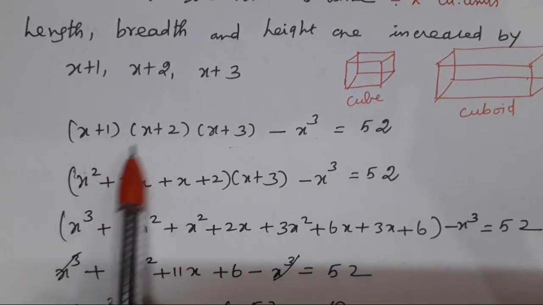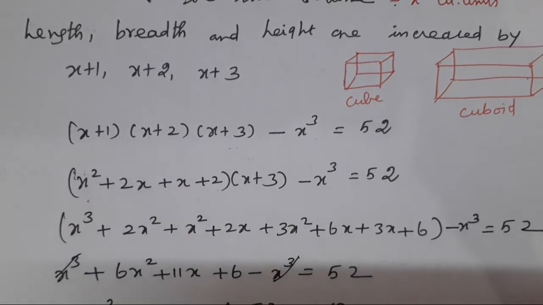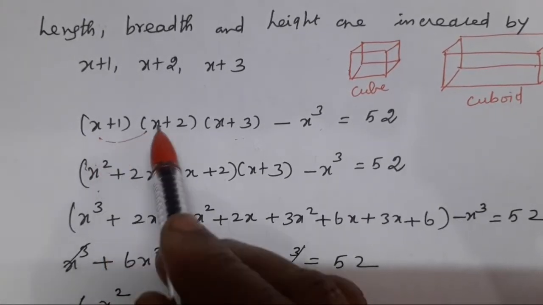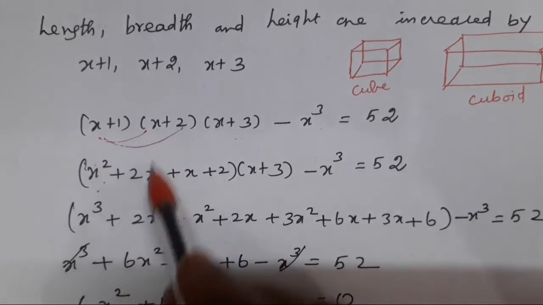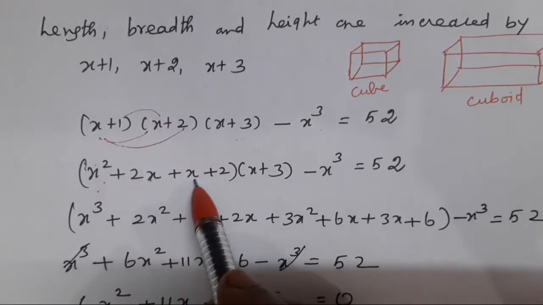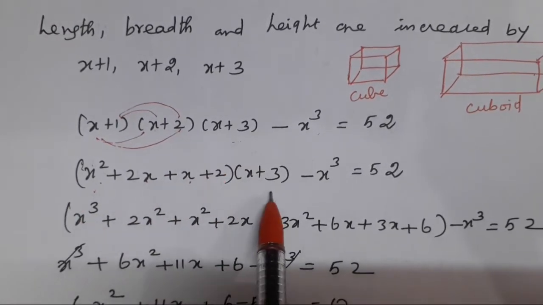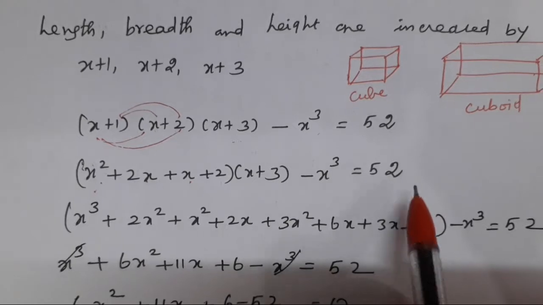What happens? x into x is what? x square. x into 2 is what? 2x. That is very simple. Similarly, 1 into x is what? 1x. 1 into 2 is what? 2. So next, multiply this with (x plus 3) minus x cube equal to 52.